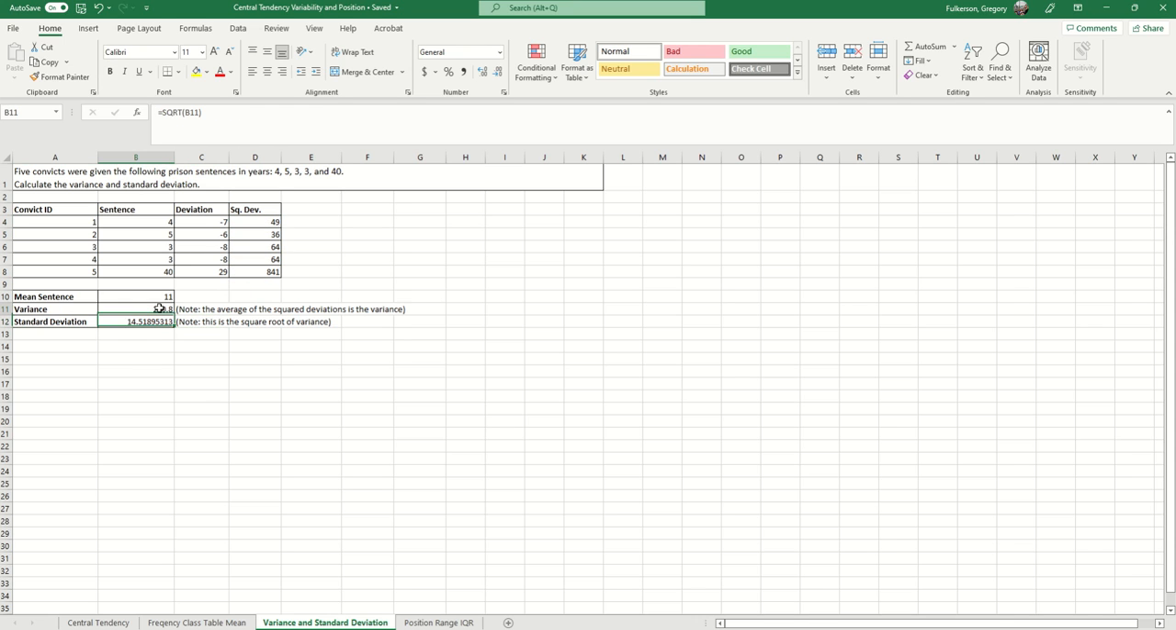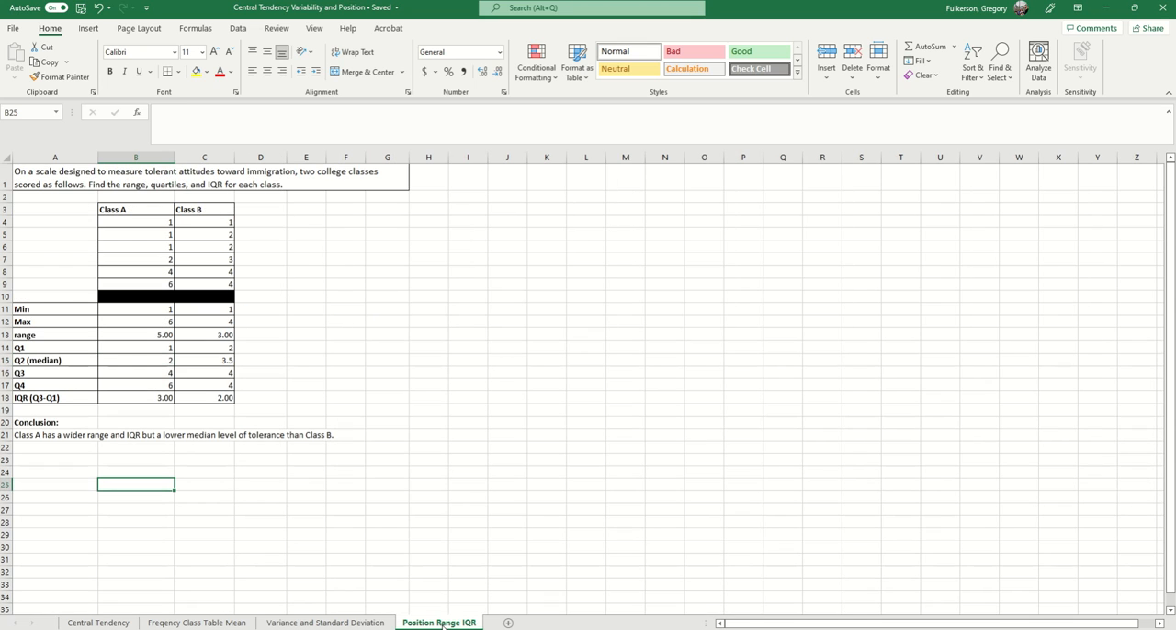Standard deviation is just the square root of the variance. So you can see the formula for that is equals SQRT, and then the cell reference for the variance, which is B11. So we're taking the square root of what is in B11, and that's 210.8. Okay, so that gives us the standard deviation of 14.5. So that's how we get a standard deviation from a set of values.